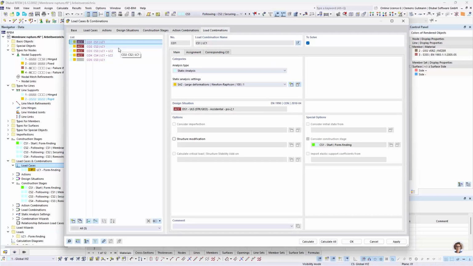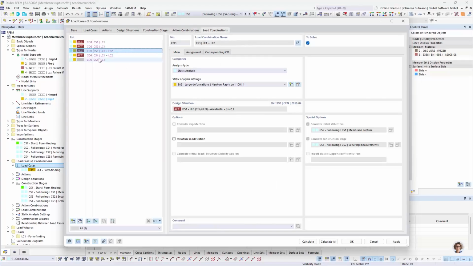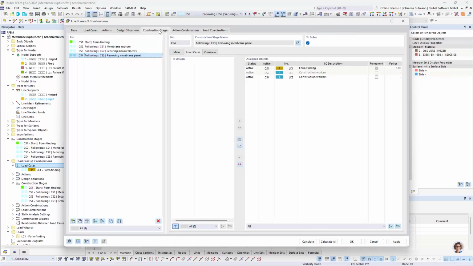So we have then construction state 1, load case 1, construction state 2, load case 2. Basically all the load cases that we have assigned here are also appearing here in the combinations. So it's very easy to get the right load combinations out of the construction stages, and you are completely flexible how to do this, which construction stages you want to put in and which load cases appear in which construction stage.